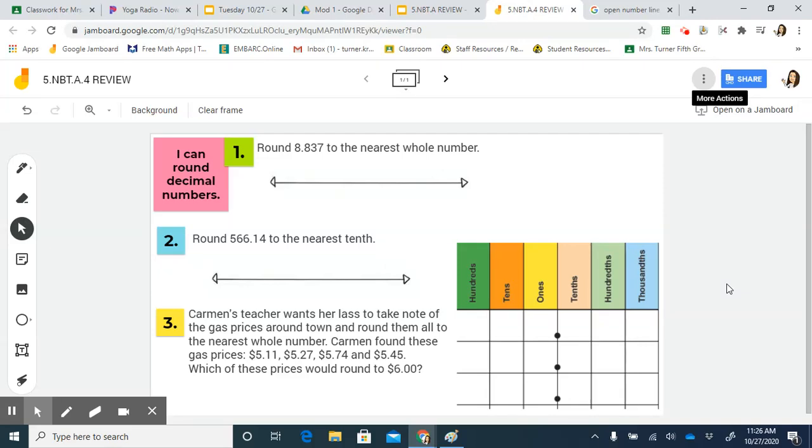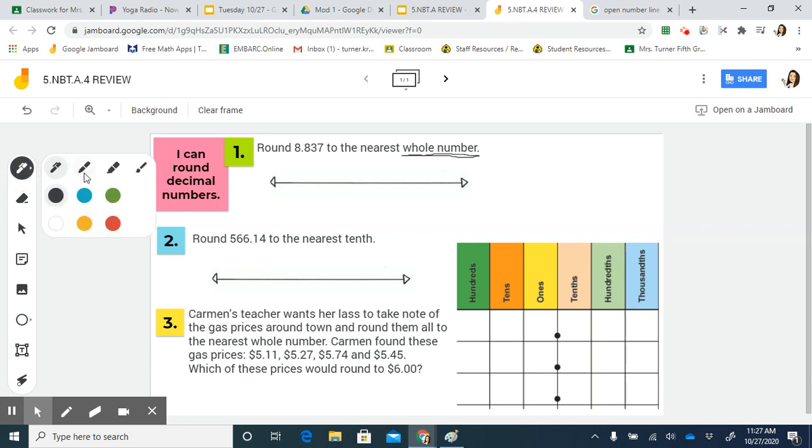I can round decimal numbers. So the first prompt says round 8 and 837 thousandths to the nearest whole number. One of the best things that we can do is identify that we are rounding to the whole number. And what does that mean? I'm going to use my paint tool to show that means the ones place value. That's my whole number right there.